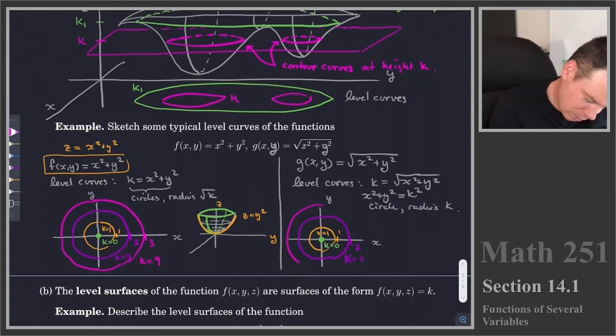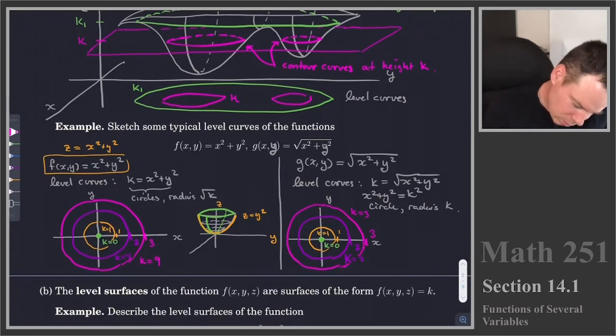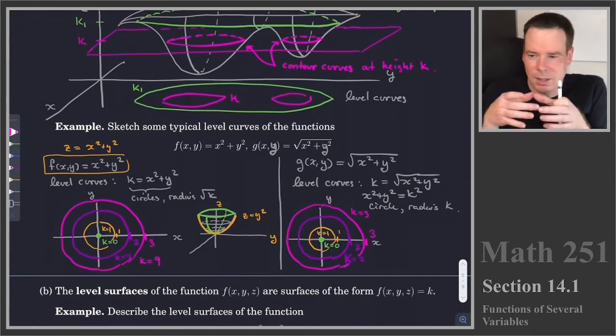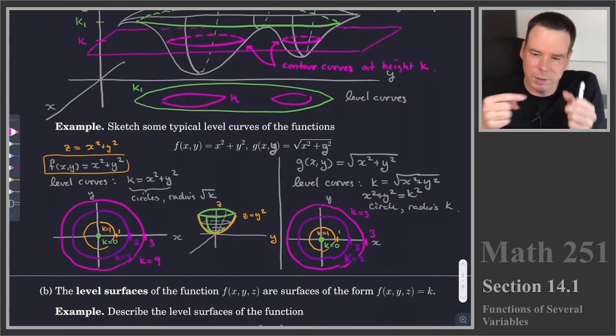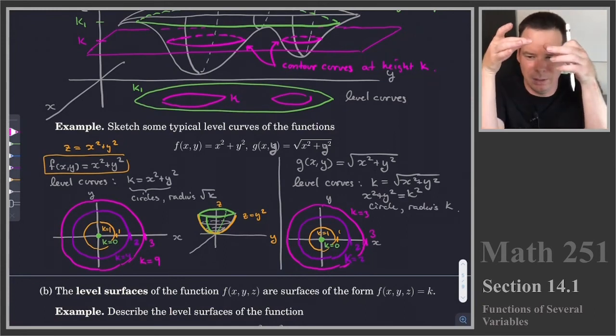If I do the last level curve, the k equals 3 one, that's k equals 3. It's a circle of radius 3. The only difference is we notice the k values. That k equals 3 level curve comes from height 3. It's a circle of radius 3. On the surface, it's up at height 3, whereas the one on the left, that circle of radius 3, actually came from height 9.